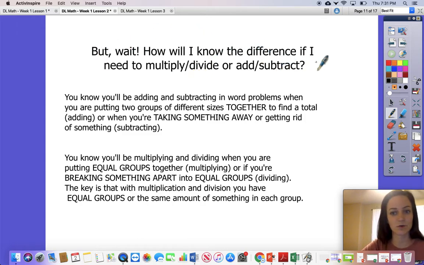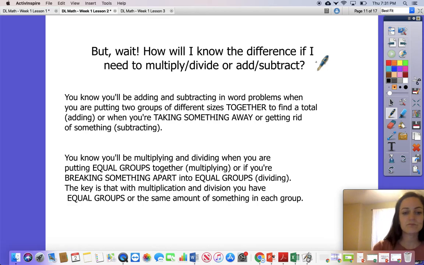And this is an awesome question. We talked about it a lot in class, but I'm sure with the 2 weeks off, we forget these things. So you know you're going to be adding or subtracting in word problems when you're putting 2 different group sizes together. You're adding something together and you're finding the total. When you're taking something away or getting rid of something or losing something, then you're subtracting, okay?